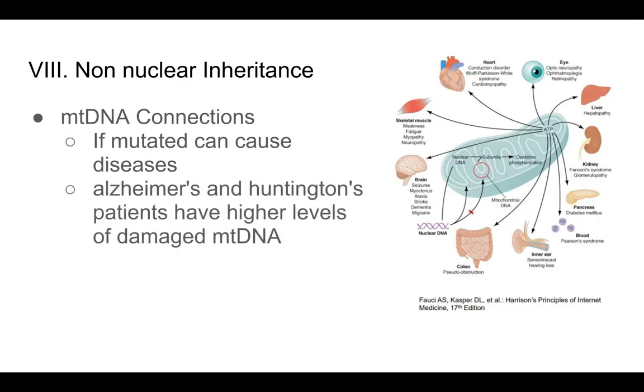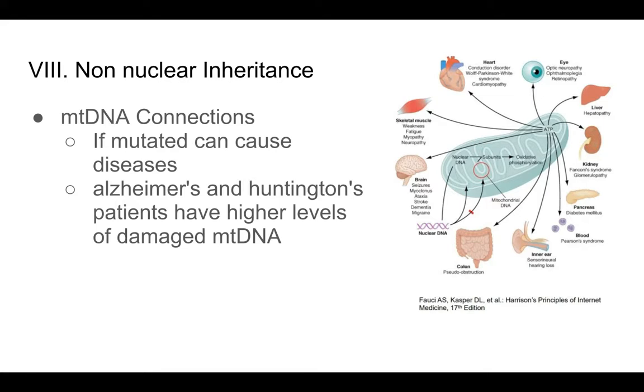Mitochondrial DNA damage has been found at higher levels in people with Alzheimer's and Huntington's. That's a category of conditions called neurodegenerative diseases. I'm not saying that mutated or damaged mitochondrial DNA causes Alzheimer's and Huntington's and other neurodegenerative conditions, but I am saying that it seems to be found at a higher rate in individuals with Alzheimer's and Huntington's. So there could be a bit of a connection. It might not be a causation.